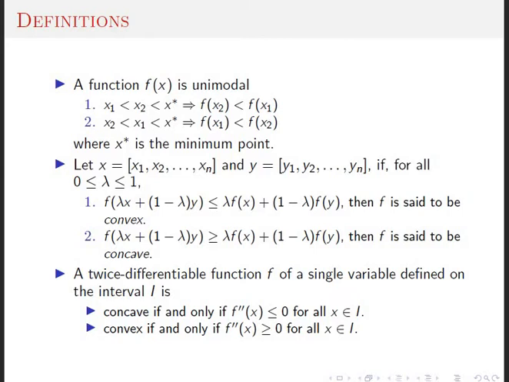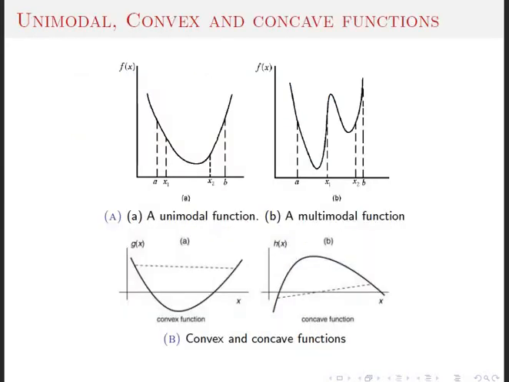If f of (lambda x plus 1 minus lambda y) is less than or equal to lambda f of x plus (1 minus lambda) f of y, then f is said to be convex. If f of (lambda x plus 1 minus lambda y) is greater than or equal to lambda f of x plus (1 minus lambda) f of y, then f is said to be concave. These concepts are illustrated in this figure.